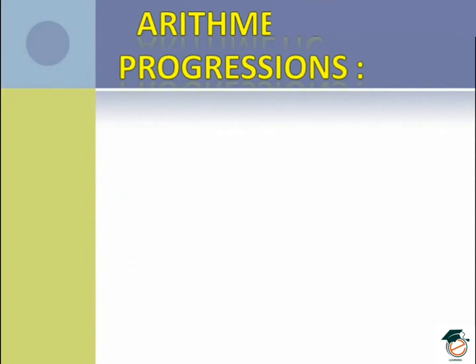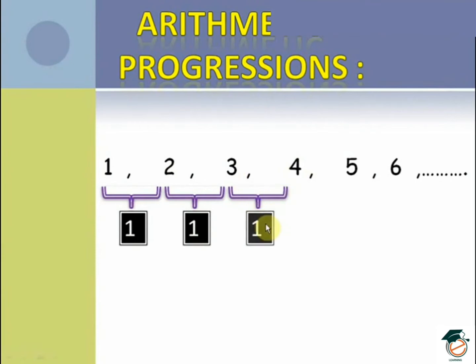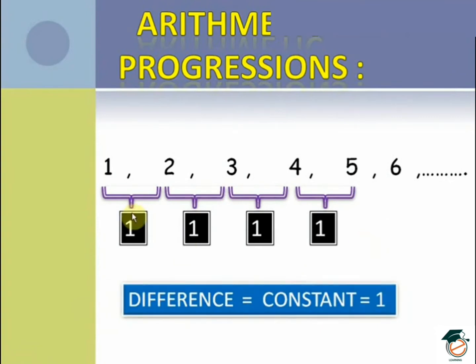Now what are arithmetic progressions? Let us say that we have a series 1, 2, 3, 4, 5, 6 are the elements of the series. Now what we observe, the difference between each pair of consecutive terms is equal to 1. And so we can say that the difference between the consecutive terms is constant, and this difference here in this case is equal to 1. So this is an example of an arithmetic progression. This sequence 1, 2, 3, 4, 5, 6 and so on is an example of an arithmetic progression.